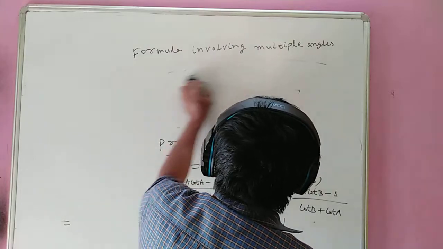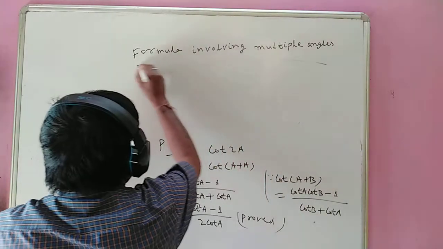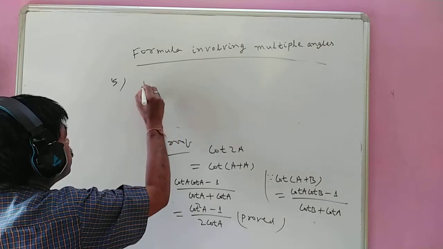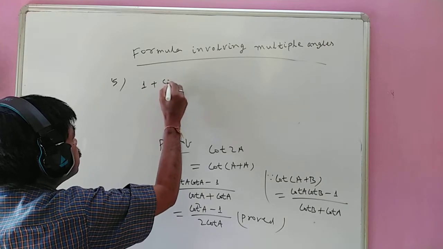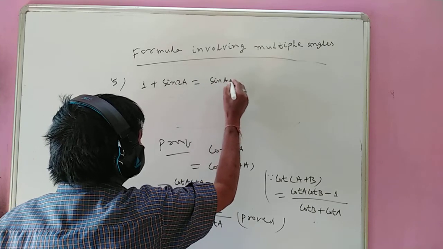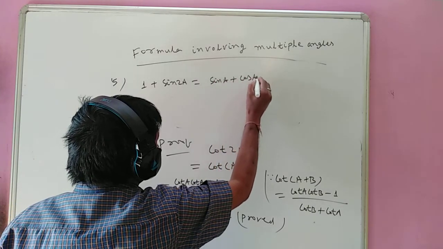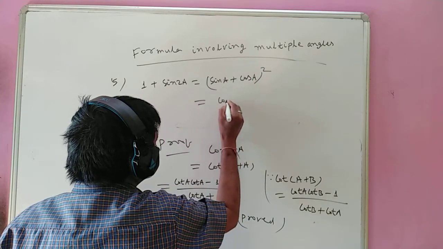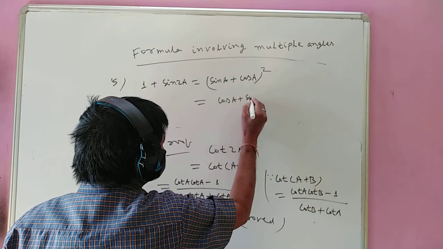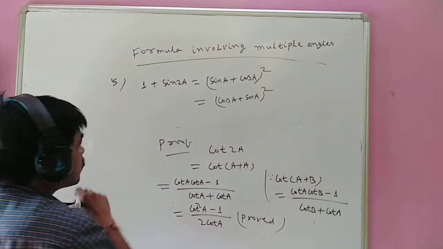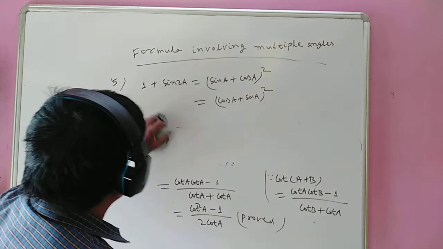So now we shall discuss formula 5. The number 5 formula is 1 plus sin 2A. What is 1 plus sin 2A? This will be (sin A plus cos A) whole square. You can also write (cos A plus sin A) whole square. So this is your number 5 first bit.